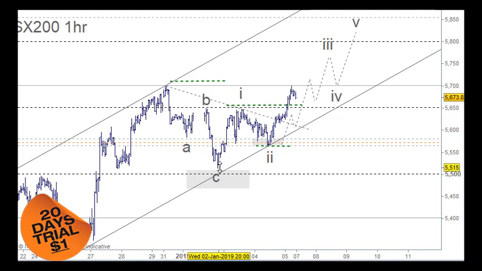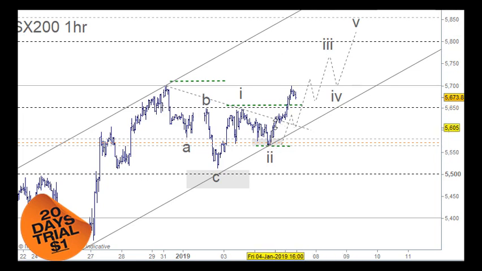So from this low here, I'm looking at this as 1, 2, 3, 4 and 5 in here, as being wave 1. Back for wave 2 at the 50-60% retracement levels we talked about before. And then we'll be looking for wave 3 up here.